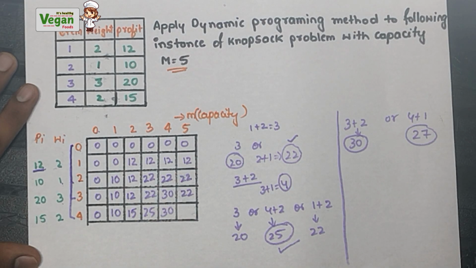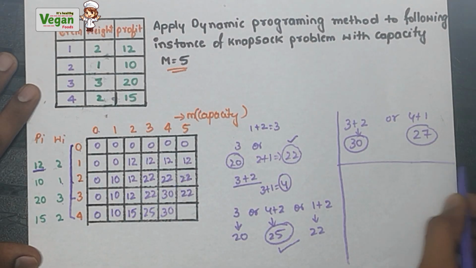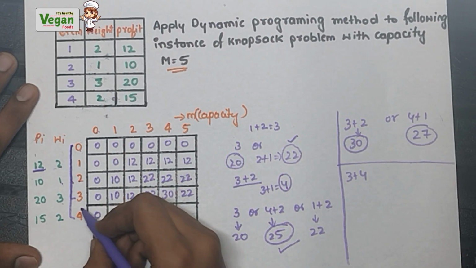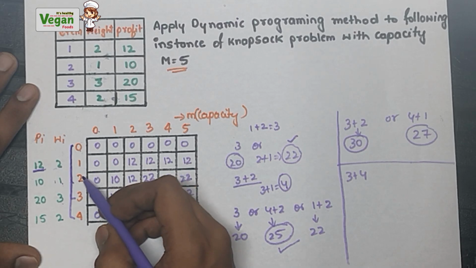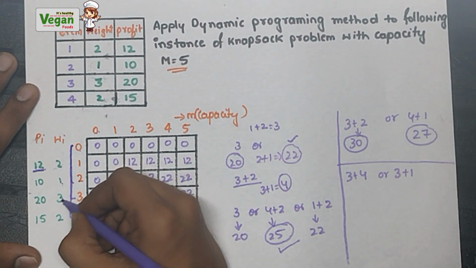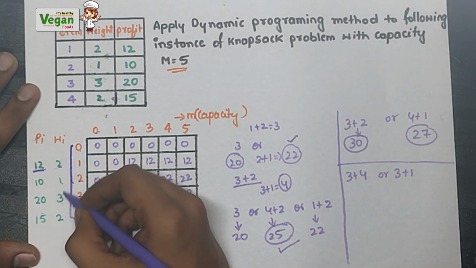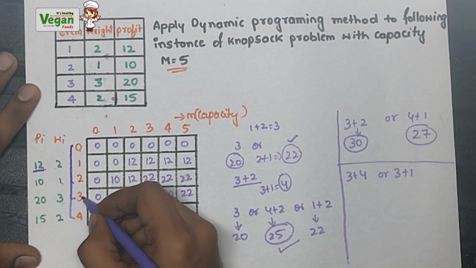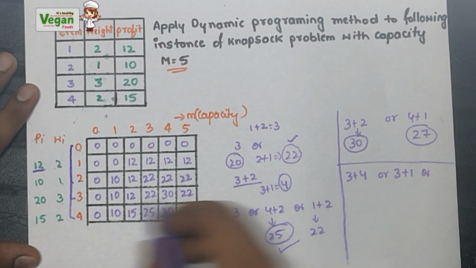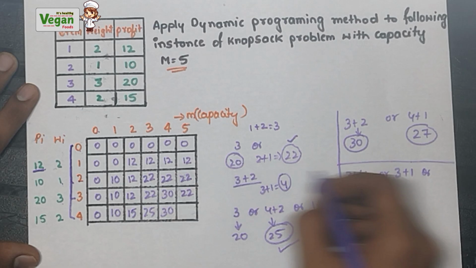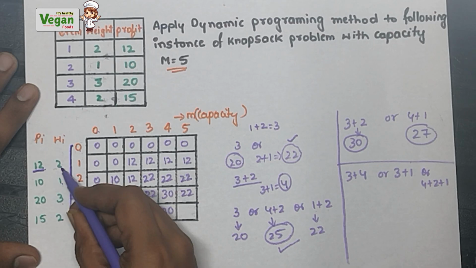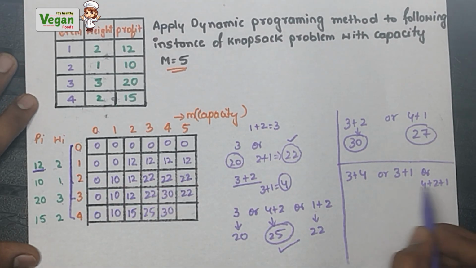Now last only one is remaining, that is 5. Capacity is equal to 5. How can you fill? 3 plus 2, that is third item with fourth item, or third item with first item, because weight is 3, here weight is 2. 3 plus 2 is 5. Or else another possible way is fourth item, second item and first item, because 2 plus 1 will be 3, 3 plus 2 is equal to 5. Like that, 3 possible ways are there.